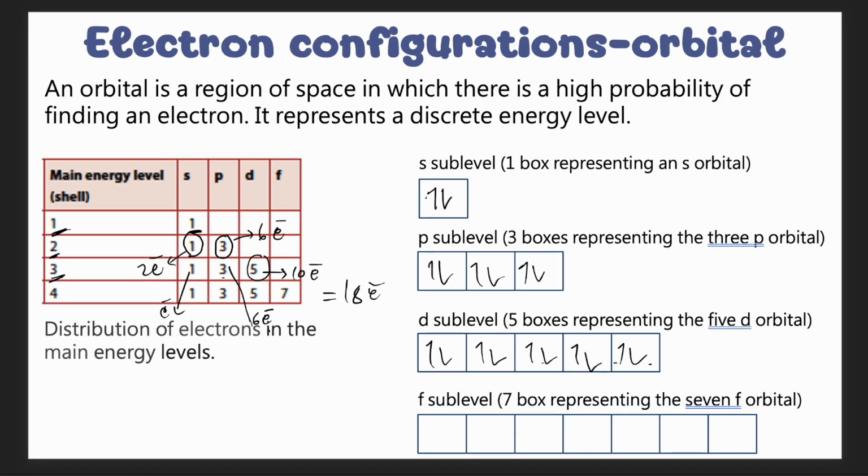So the main point you need to know: the S sublevel can hold 2 electrons, P 6 electrons, D 10 electrons. And as S has 1 orbital, P has 3 orbitals, this is consistent also. And D has 10 electrons and 5 orbitals, and F has 7 orbitals and 14 electrons.